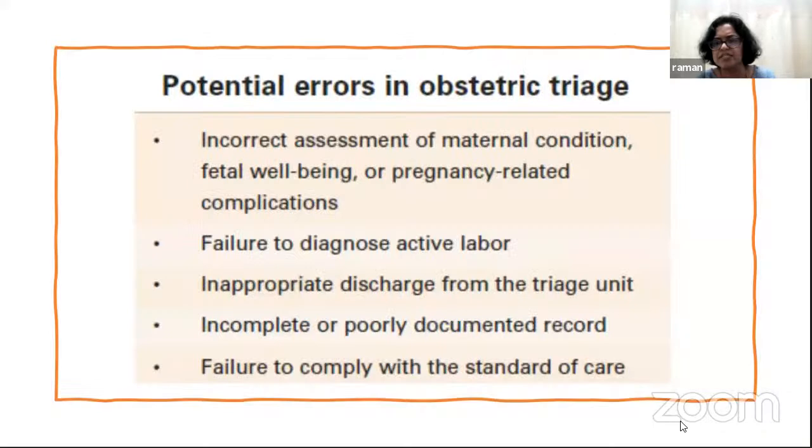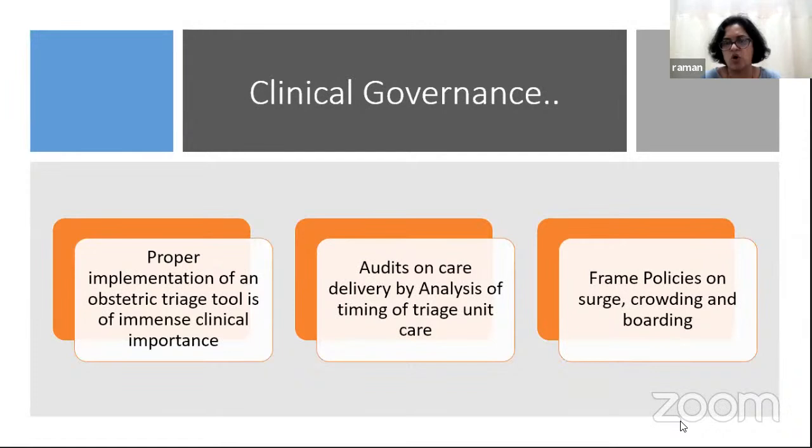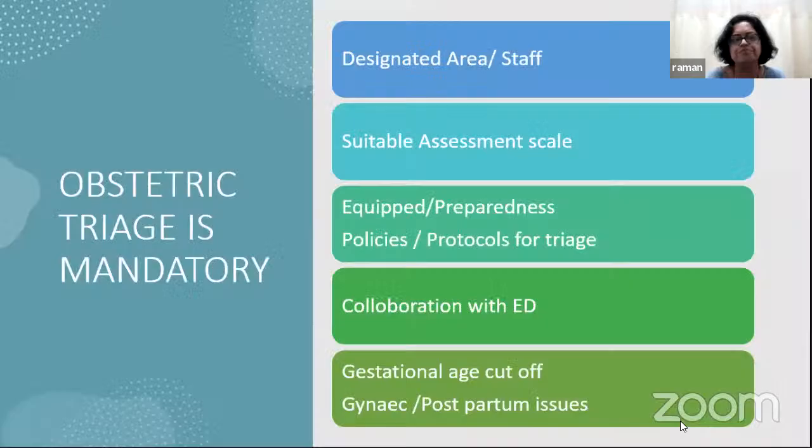Yeah. So basically, this is the whole idea of doing an audit. We can plan how we want to do our policies. So for that also, it becomes very helpful. So to summarize, what I would say is having an obstetric triage is mandatory. We need to plan based upon our setup. Where do we want to keep the triage area?